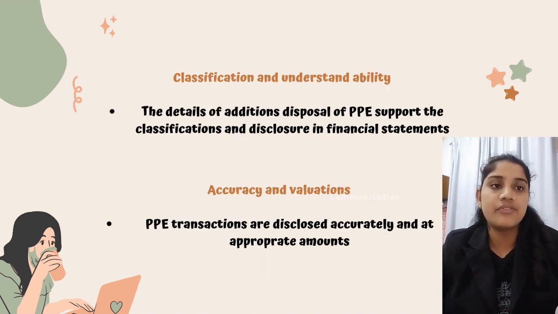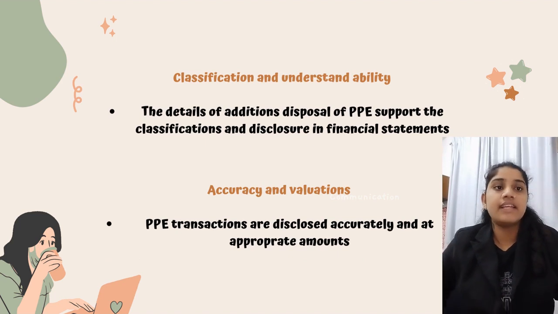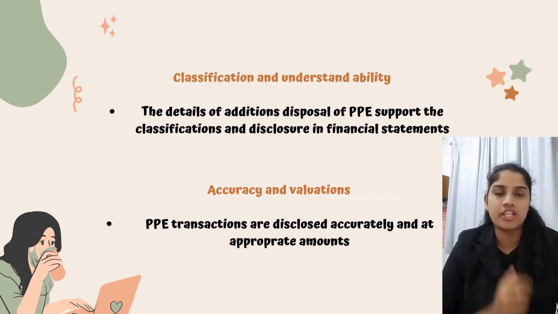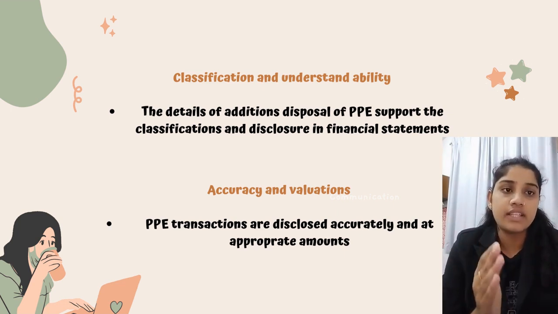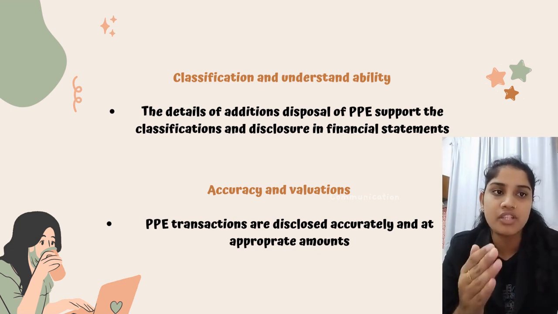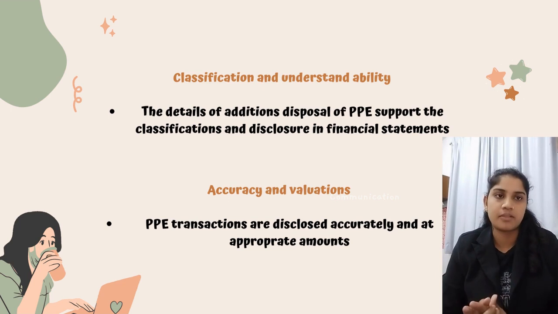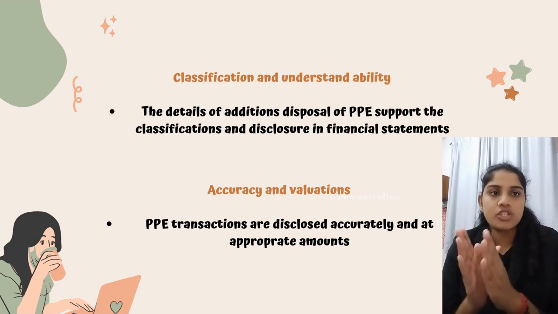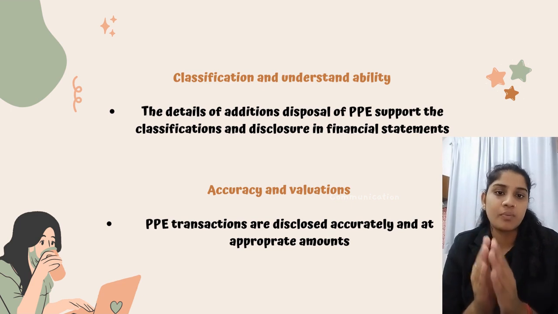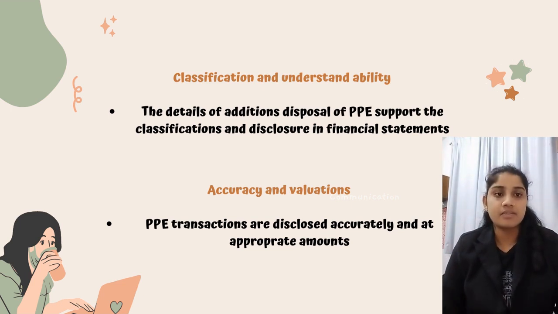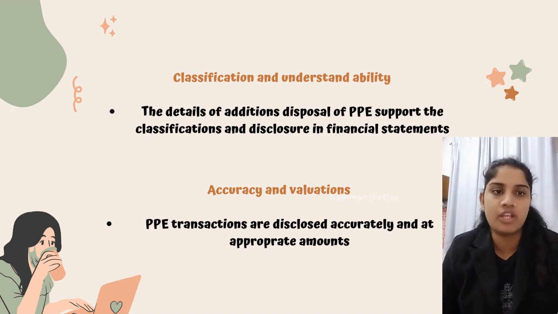Okay, next, classification and understandability. The details of additions and disposals of plant, property, equipment support the classification and disclosure in financial terms, which means all the details in additions and disposals of plant, property, equipment should be supported by their classification and disclosure in the financial statement. So this is important for us to classify exactly which category the plant, property, equipment falls under in the financial statement.